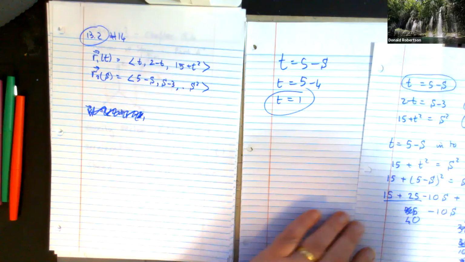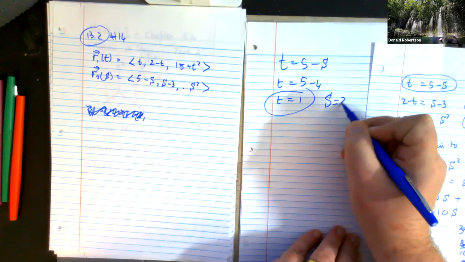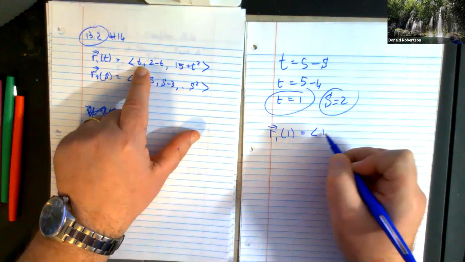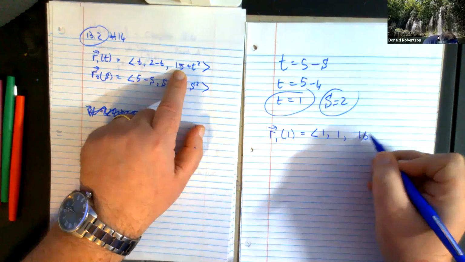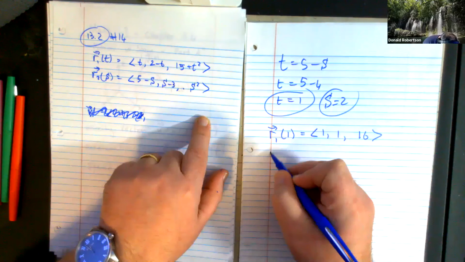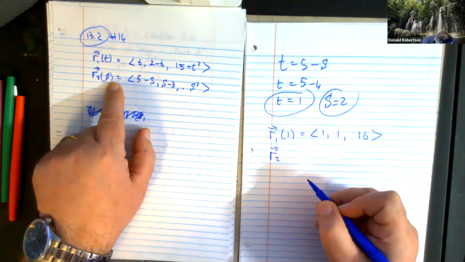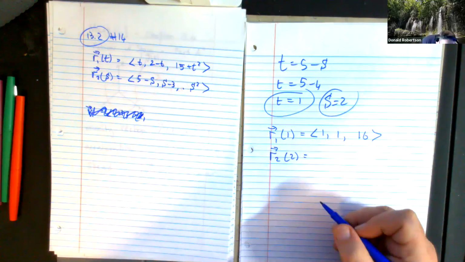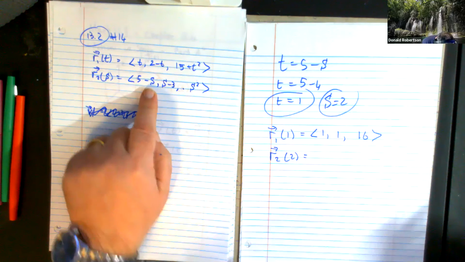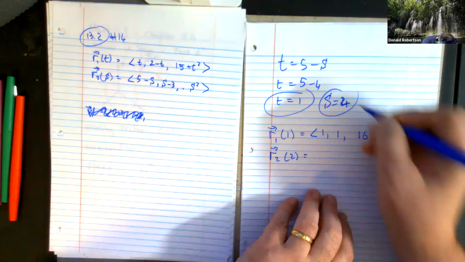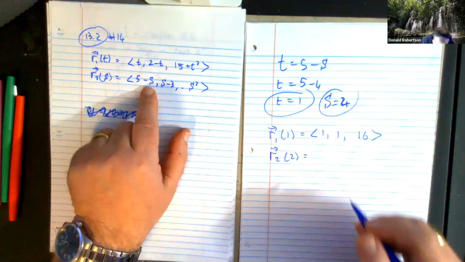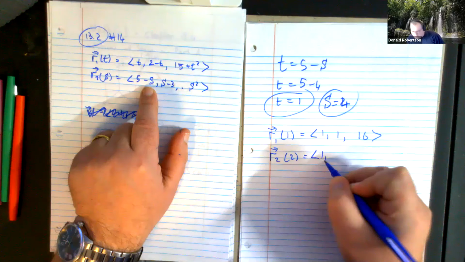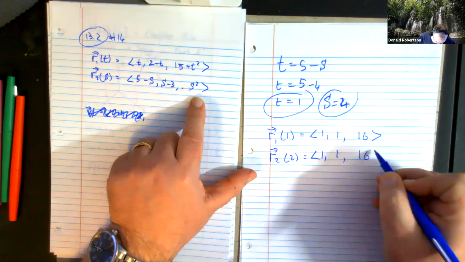You do the first one with the t, you get 1, 2 take away 1, and 15 plus 1 squared. If you then do it with the s guy, that's 2, what do you get? Nobody noticed it's 4. 5 take away 4 is 1. 4 take away 3 is 1. And 4 squared is 16. It matches. Hey, so I know I've done it right. So that's question A done.